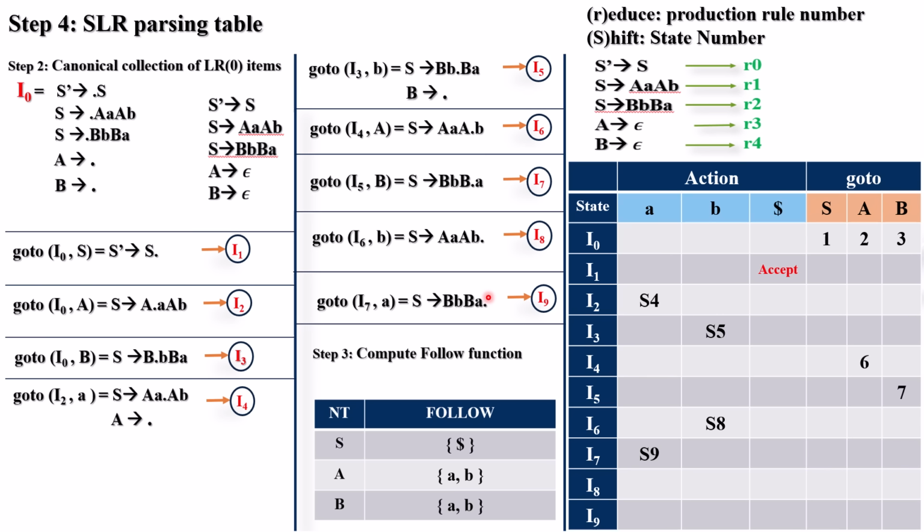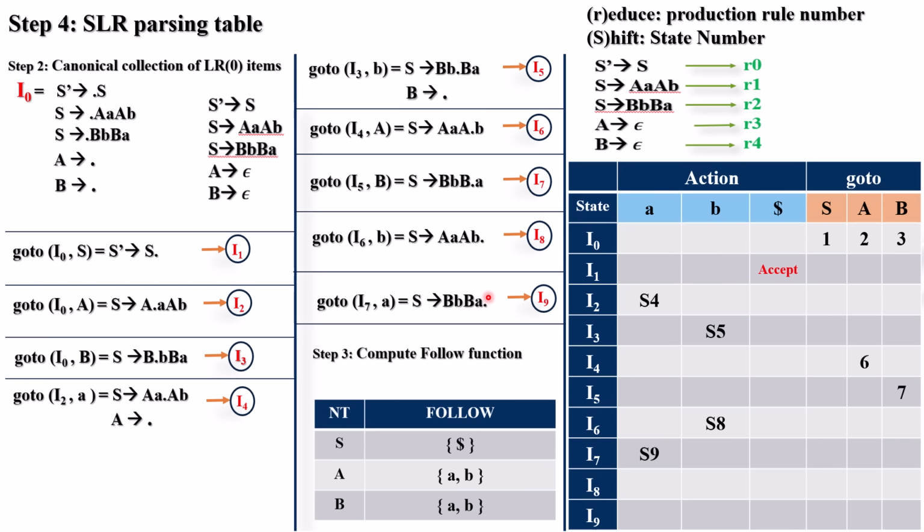ओके, सो फॉर रिडक्शन व्हाट वी हैव टू चेक? डॉट ऑन द राइट हैंड साइड लास्ट में कौन से प्रोडक्शंस में पहुंचा है, दैट वी हैव टू एग्जामिन फ्रॉम I0. हाँ, I0 को स्किप मत करना, क्योंकि प्रीवियस एग्जांपल में I0 में लास्ट में डॉट था ही नहीं, बिकॉज A tends to null, B tends to null था ही नहीं.